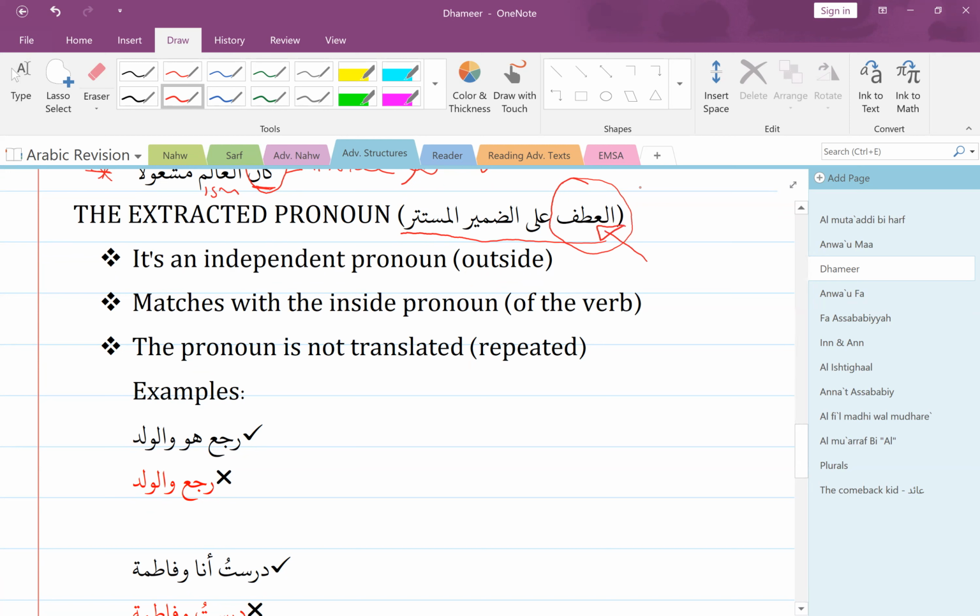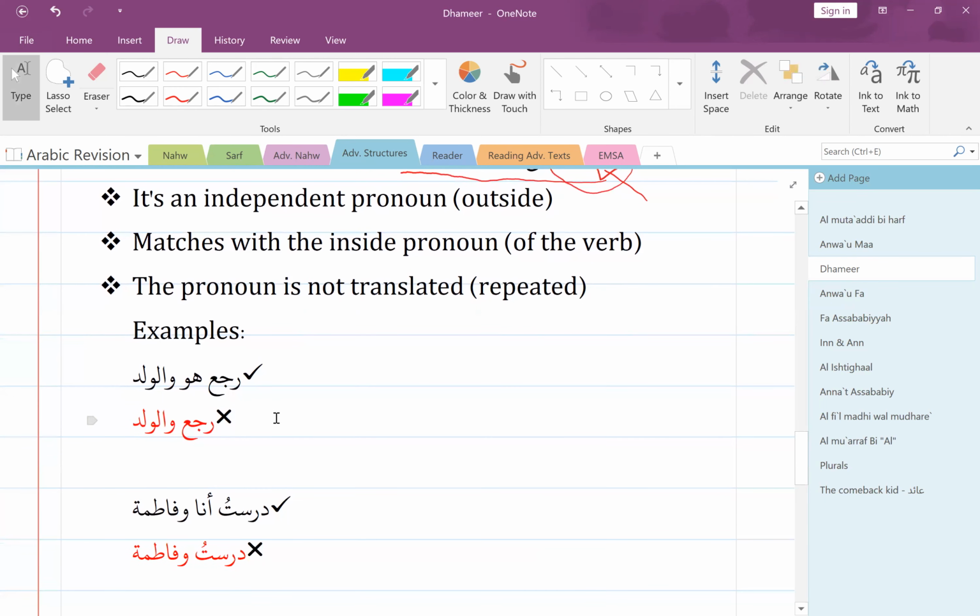For example, I want to say raja'a, he returned. He and the boy returned. That's what I want to say. I won't say raja'a wal walad, because I know the pronoun inside here is huwa. So I say, okay, the huwa is already mentioned, why should I repeat it? Raja'a wal walad, no, this is wrong. You cannot do this. This is a verb, this is an isim. We do not connect verbs and isims like that.